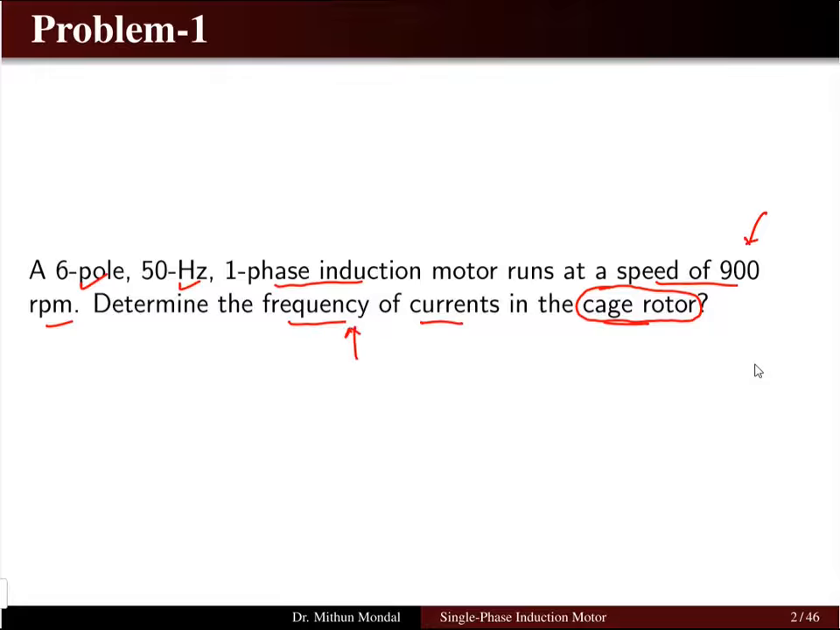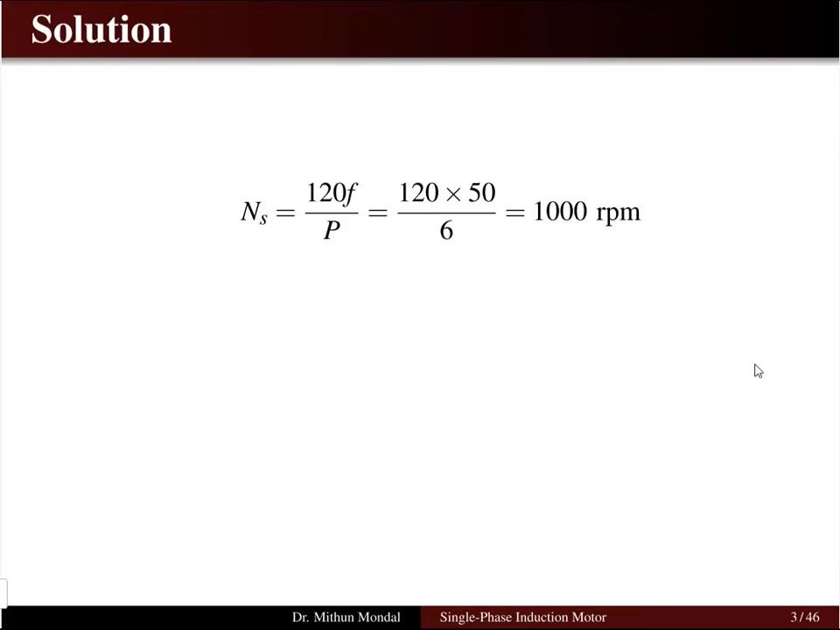If you remember, in the 3-phase induction motor we have discussed that the frequency of the rotor current is basically slip times the supply frequency. However, this is different in the single phase induction motor case because you have the concept of double revolving field theory, which we have discussed in the lecture. So let us see the solution.